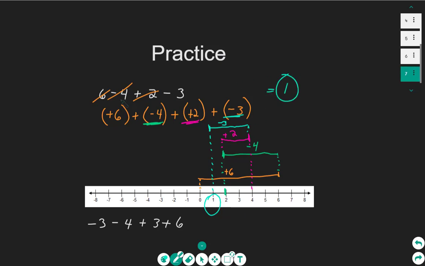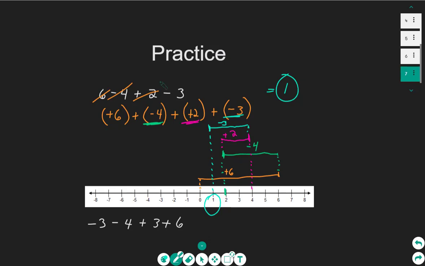So 6 minus 4 is 2. 2 plus 2 is 4. 4 minus 3 is 1. I just kind of double checked it, and that works. Okay? And you might say, gosh, that was really complicated to get to 1. I could do this very easily in my head. And that is very true. These ones are very simple, and you should be able to do these in your head.